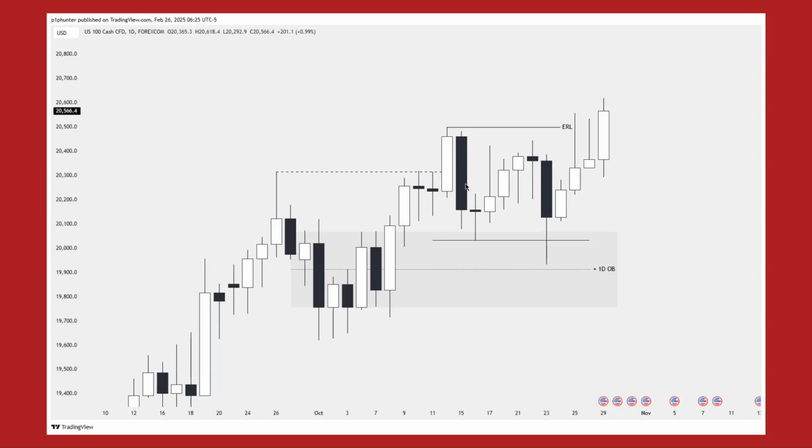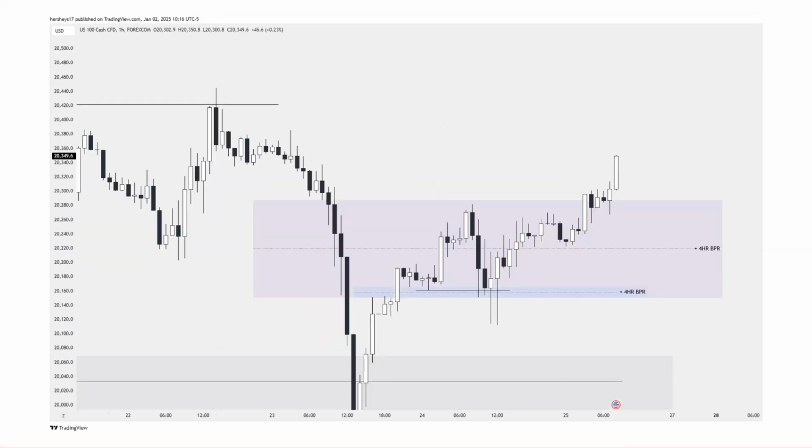This example will show us how we can use the AMD model to trade a higher time frame bias as well as form higher time frame biases. As we jump on the hourly, we see that we have flipped a 4-hour bearish fair value gap, creating a balanced price range that was left behind, and we have left behind a 4-hour fair value gap as well.